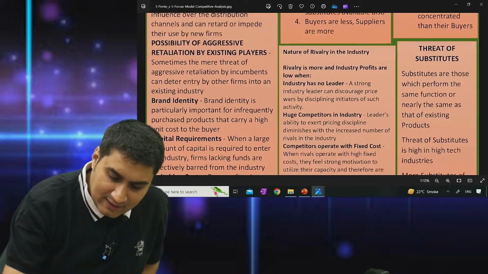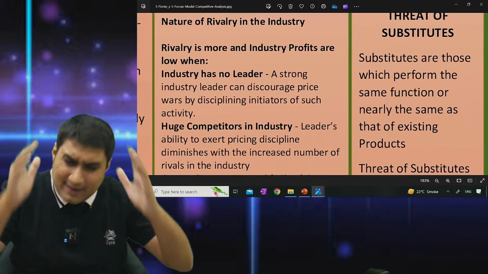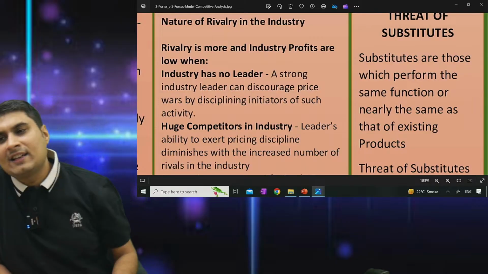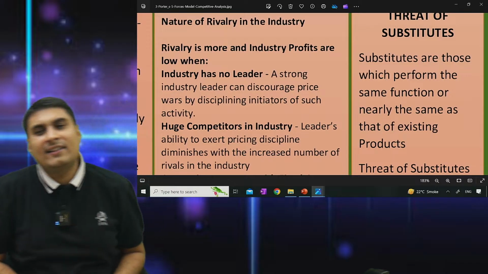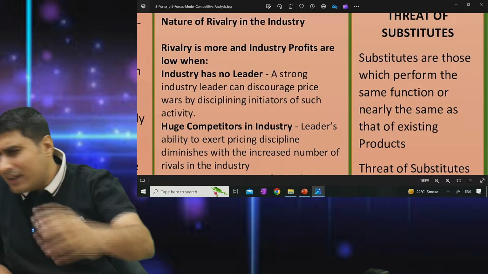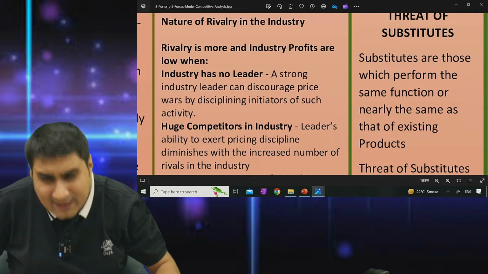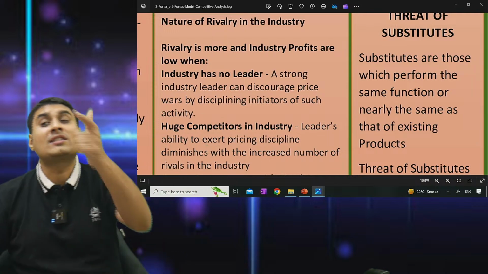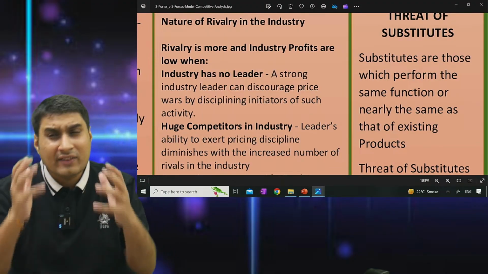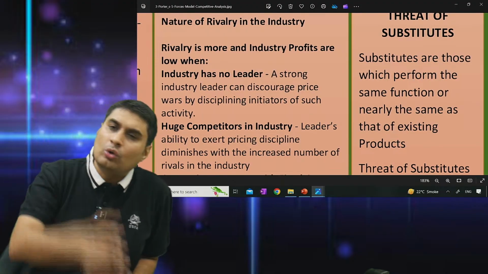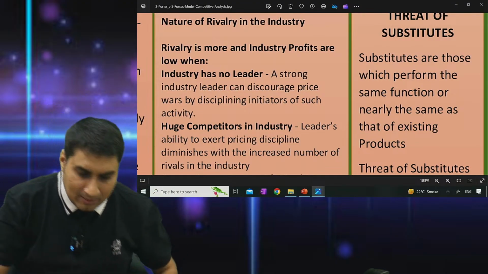Last, substitute. Substitutes are those which perform the same or nearly the same function. For example, for FD, real estate is a substitute. For FD, stock market is a substitute. So in whichever industry substitutes are available, always remember, business is not good. Offline store, what's the substitute? Online. So you have to understand, wherever substitutes are available, it's not a good business. Never enter such an industry where substitutes are available.